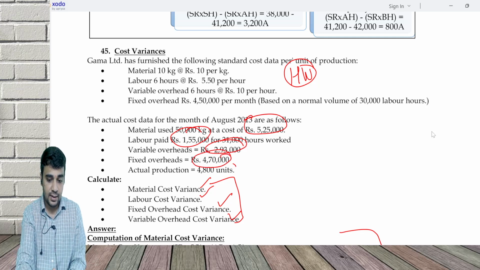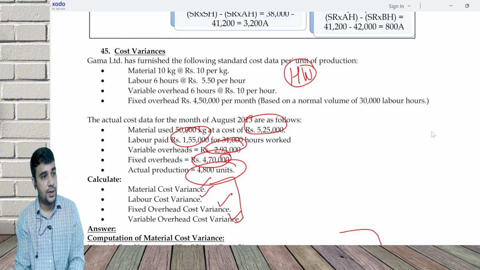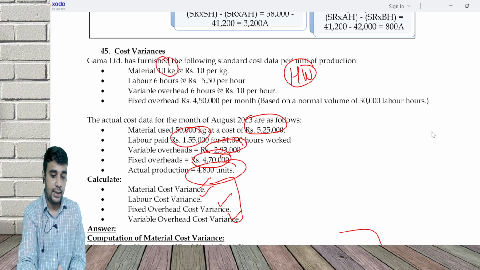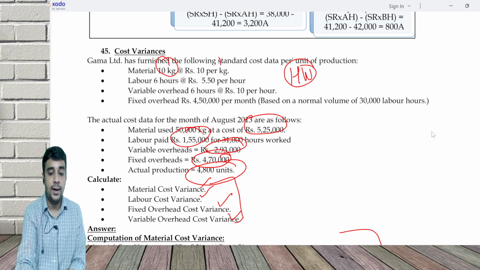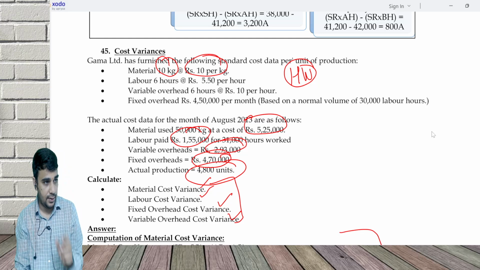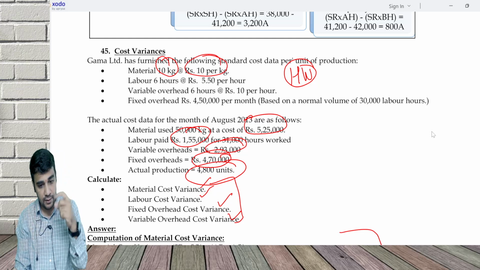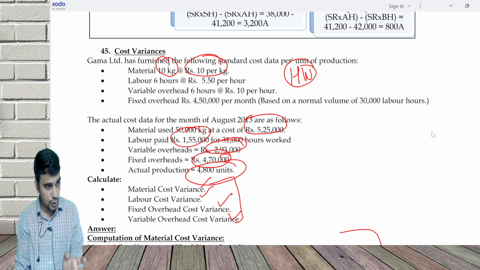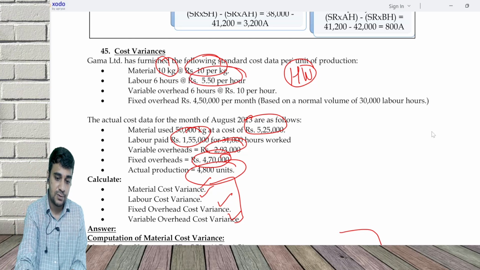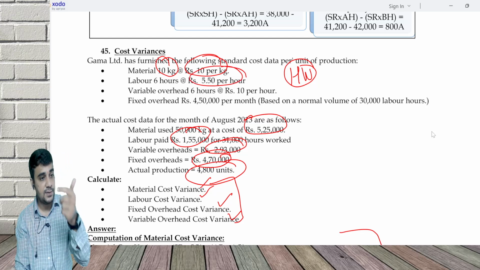What is standard? Based on 4,800 units, you will have to calculate the SQ. 4,800 into 10 by 1 is the standard quantity. Standard rate is 10 per kg. When it comes to labor, 1 unit is equal to 6 hours, so 4,800 units is equal to question mark, SR into SH. SR is 5.5.